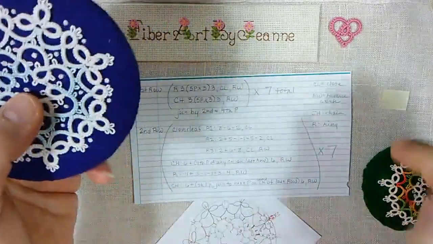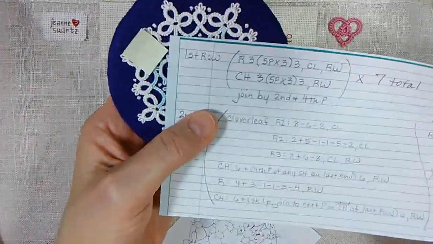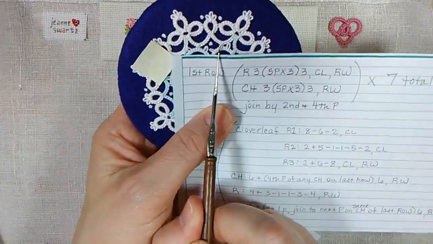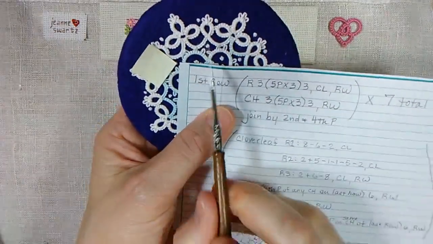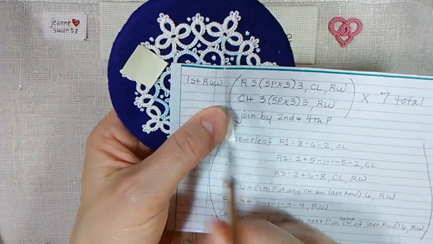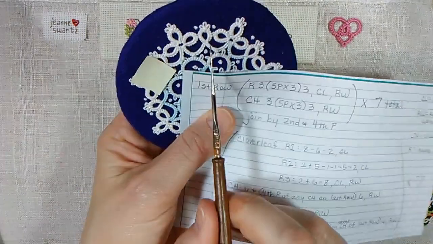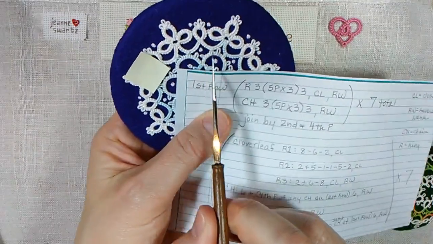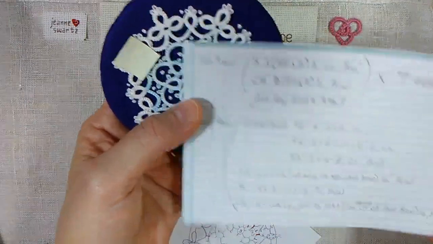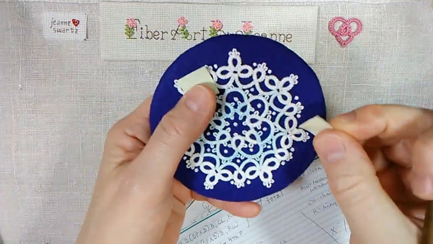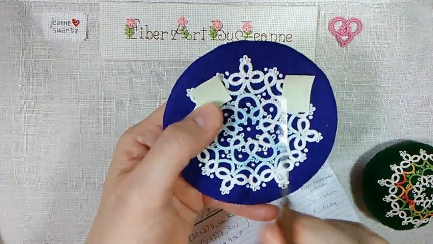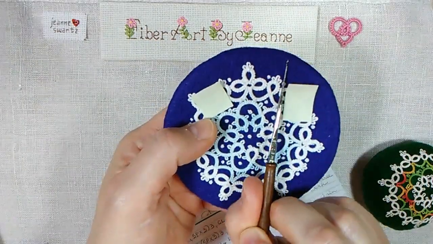And you're going to do your second chain of the motif, which is 6 join to the 2nd picot of the previous row's chain, 6. So 6 join 6, and there's your second chain. So that cloverleaf chain, single ring chain is your repeat.